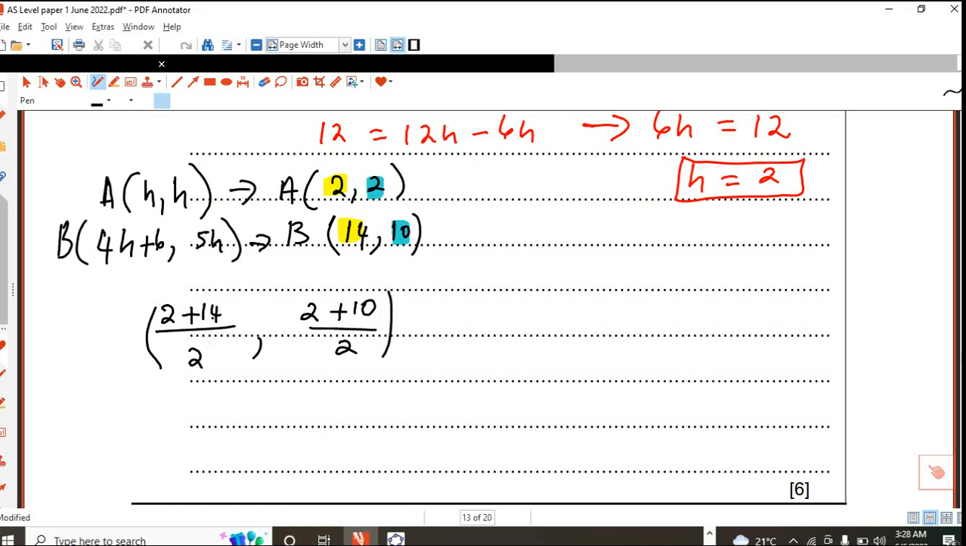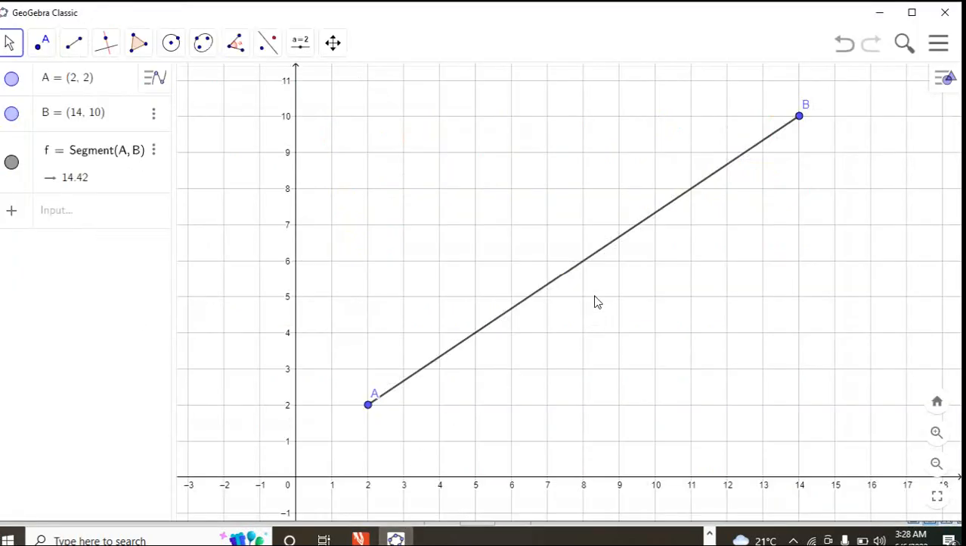So 2 plus 14 is 18. Half of 18 is 9. Okay, 2 plus 14 is 16. Sorry, half of 16 is 8. 2 plus 10 is 12. Half of 12 is 6. All right, so this is the midpoint. If I go back there, you will see that the midpoint is here.